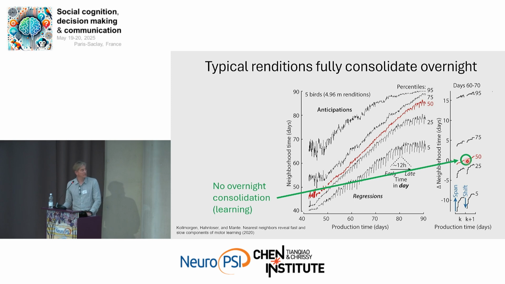So we find there's no overnight consolidation in learning. There seems to be more of an online process. So there's not much room for offline learning. And this also aligns with other work where people tested explicitly for offline learning and found no evidence.